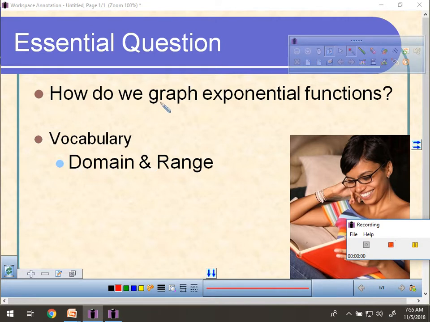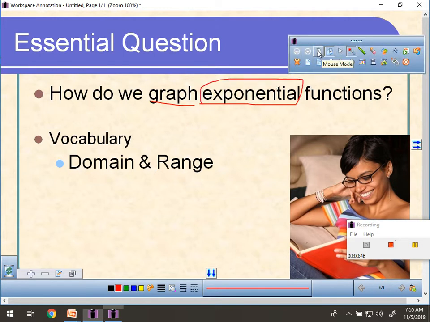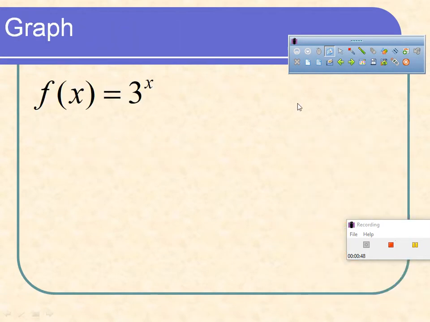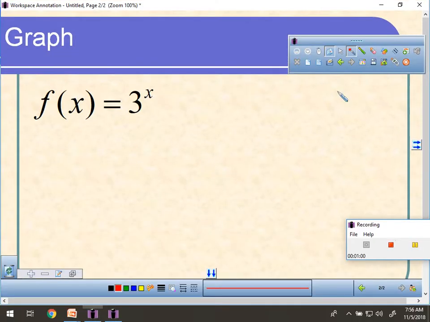So our essential question is how do we graph? We're still talking about exponential functions, but what do their graphs look like? Here's our first problem: f of x is equal to 3 to the x. That is an exponential function because the exponent is a variable. What I'm going to do is make a table, and we're just going to graph the points that are in our table.